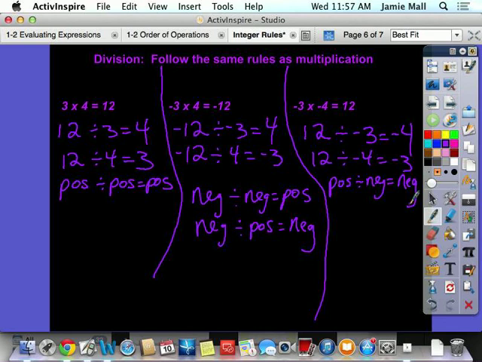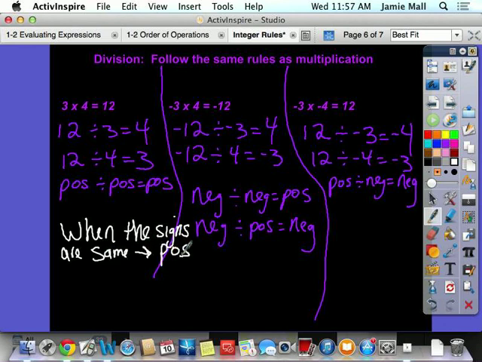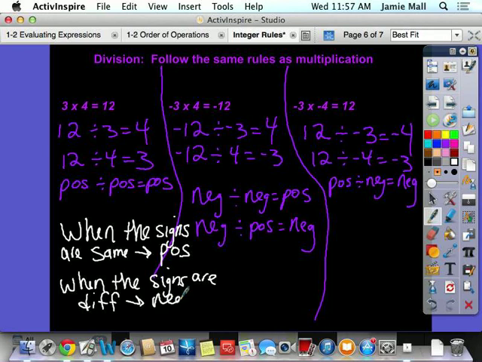So our rules for division and our rules for multiplication are exactly the same. And it's basically this. When the signs are the same, the answer is positive. When the signs are different, the answer is negative. When the signs are the same, the answer is going to be a positive. When the signs are different, then that's going to give me a negative value.